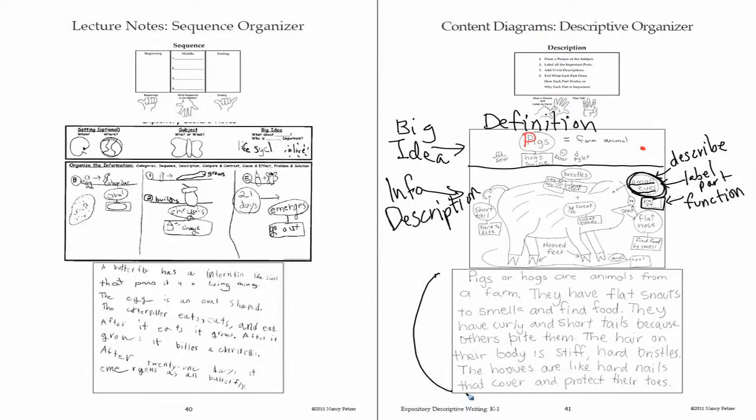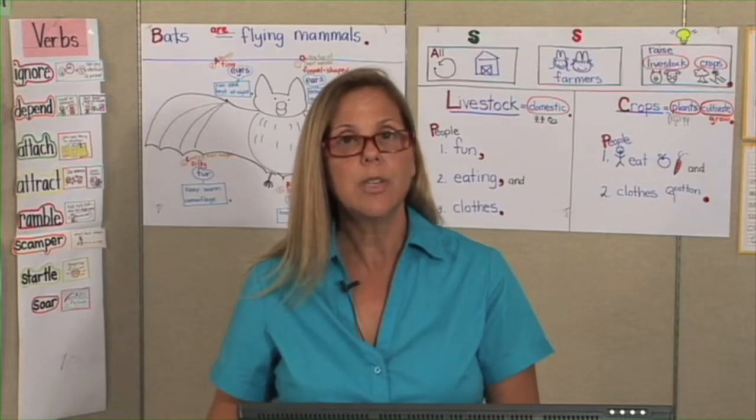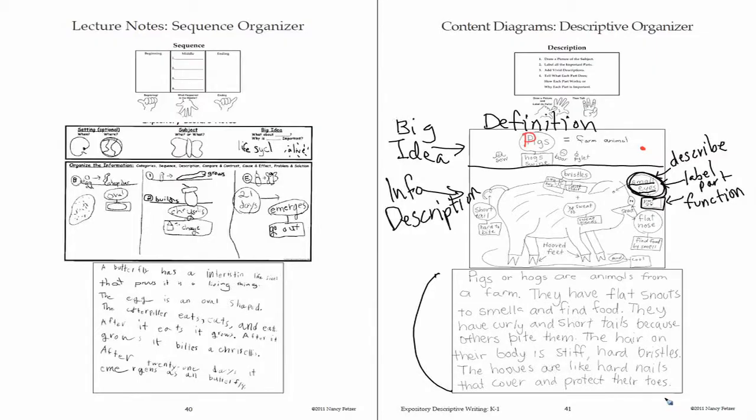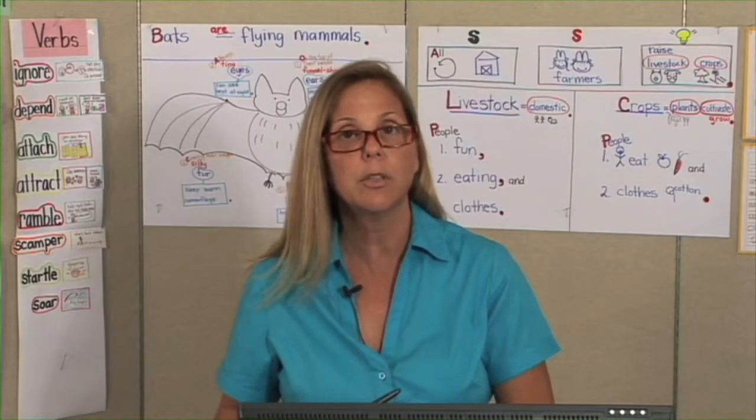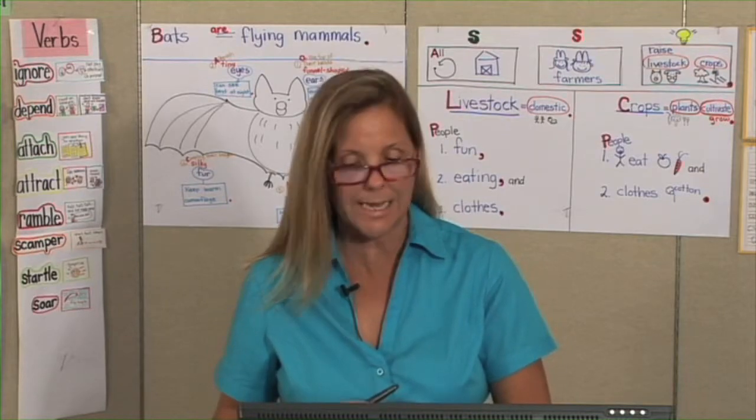And they said, pigs or hogs are animals from a farm. They have flat snouts to smell and find food. They have curly and short tails because others bite them. The hair on their body is stiff, hard bristles. The hooves are like hard nails that cover and protect their toes. So we had all of our information here. By the way, typically after each one of these boxes, you could put a period if you want to. That's usually where a complete sentence is.